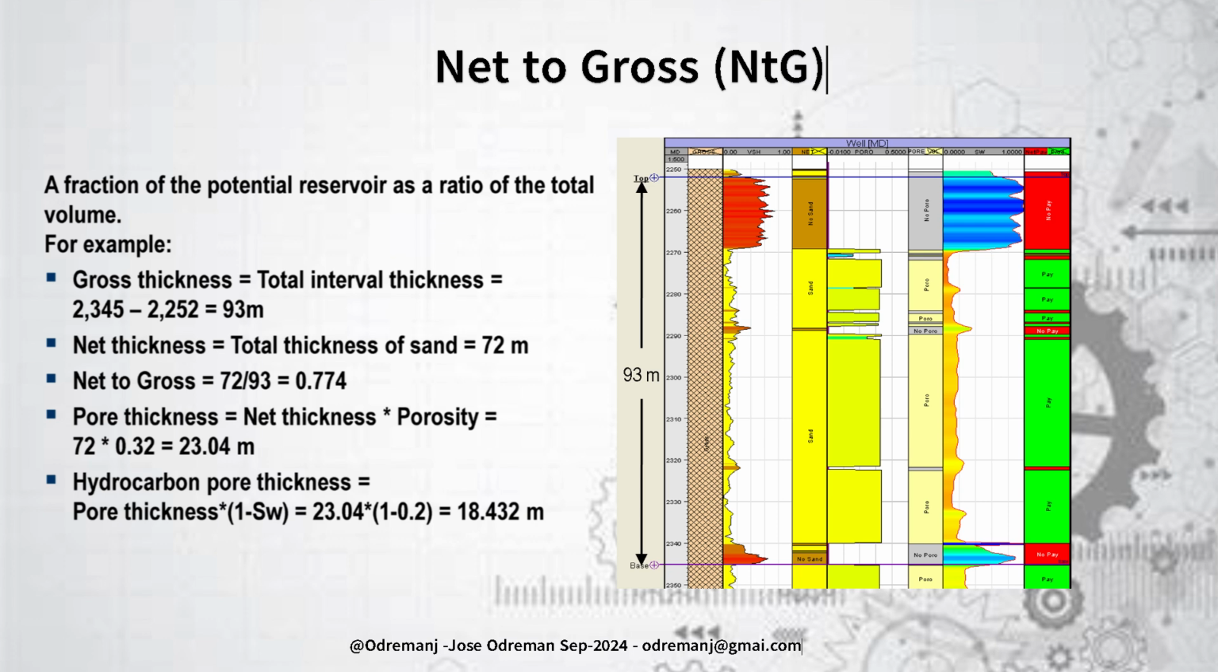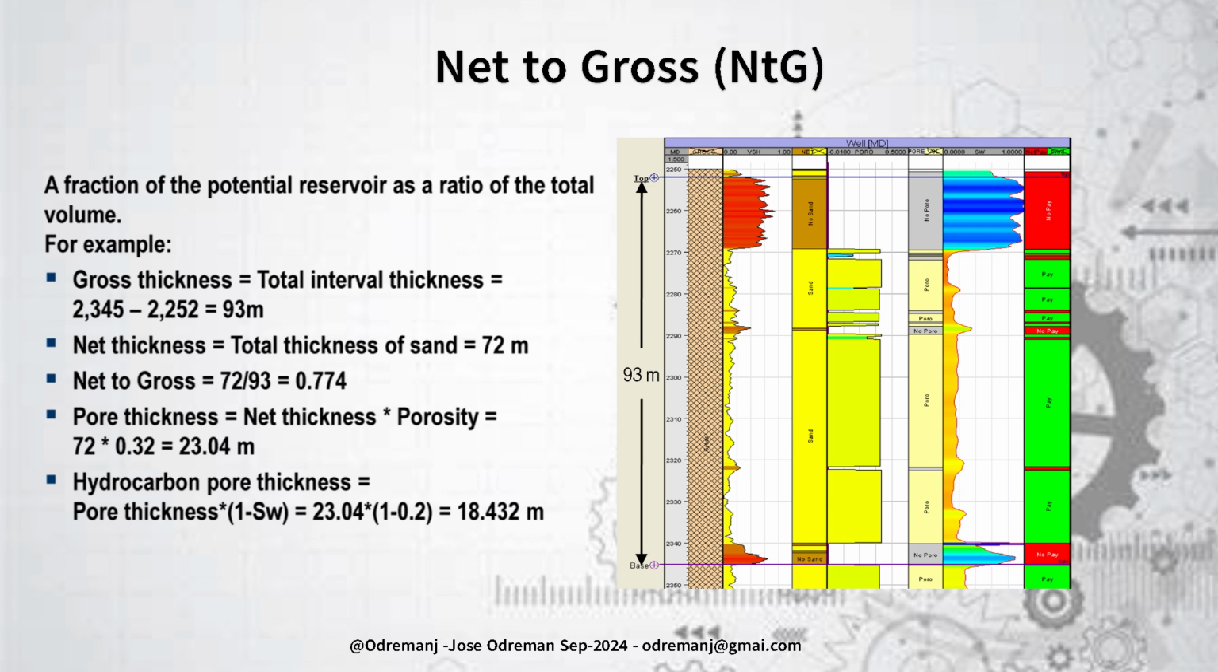Step 5. Hydrocarbon pore thickness calculation. Hydrocarbon pore thickness is calculated by multiplying the pore thickness by (1 minus SW), where SW is the water saturation. If SW is 0.18, then hydrocarbon pore thickness equals 23.04 times (1 minus 0.18), which equals 18.432 meters.